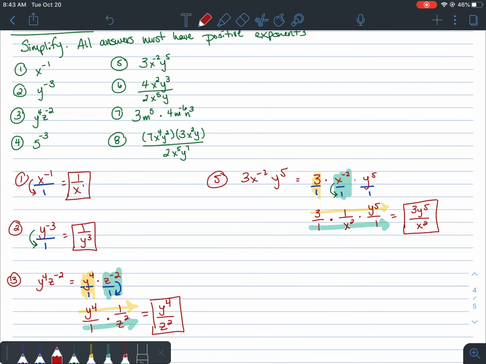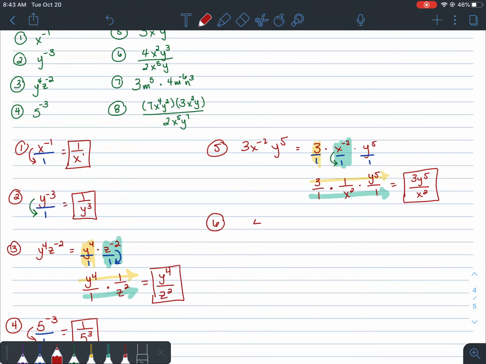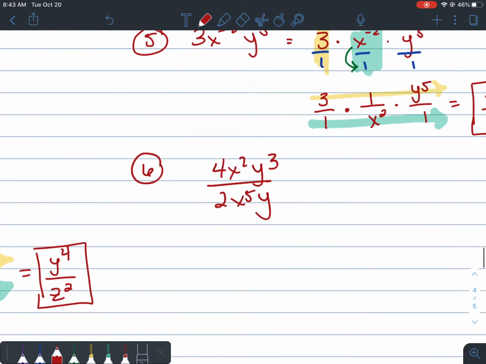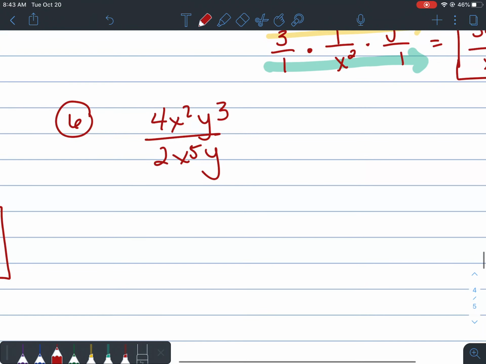Great. And number 6. Getting a little bit harder now. So now we have 4x squared y to the 3rd divided by 2x to the 5th y. So here we can do the quotient rule, right? So we're going to try to simplify first.